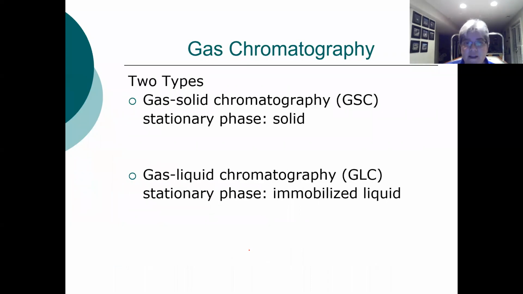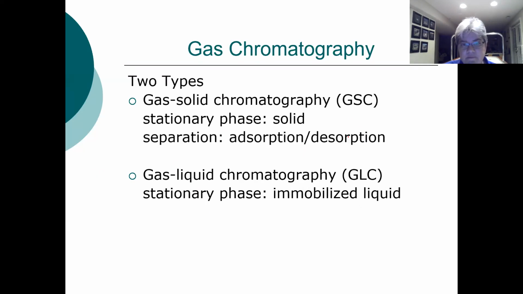There are two kinds of gas chromatography. There is one where the stationary phase is a solid, and in this one, the separation occurs by the sample adsorbing, so kind of physically sticking on the surface, and then desorbing. This is not widely used today. This was the first type, but it's not as good. The separations aren't as good, so this is not very common today.